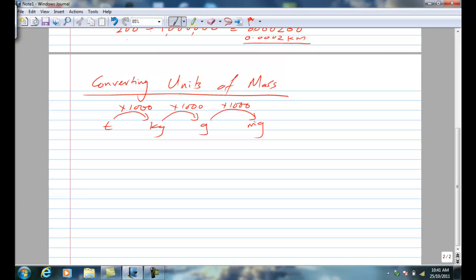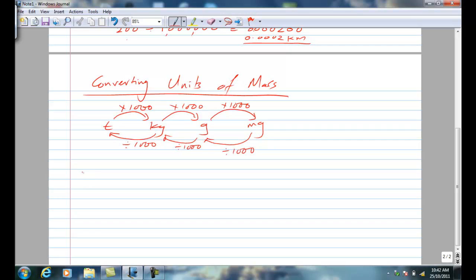Now there's one thing you need to notice: if you have a bigger unit like the ton, and you're moving towards a smaller unit which is kilograms, then you multiply. But if you've got a smaller unit like kilogram, and you are converting it into a ton, then you divide. Same with milligram. Milligram is smaller than gram. If you have milligrams, and you are converting it into grams, you divide by 1000. And if you have grams, and you're converting into kilograms, once again you divide by 1000. So that actually is quite simpler compared to converting units of length, because here we just got one number to deal with, and that is 1000.